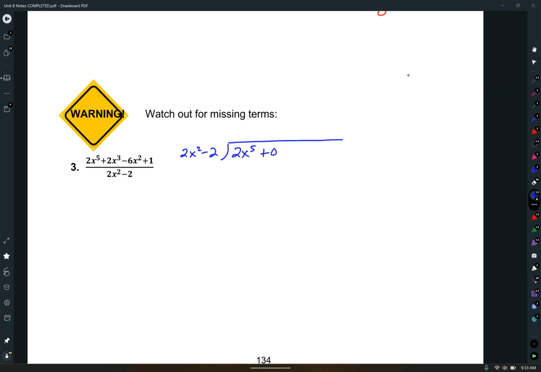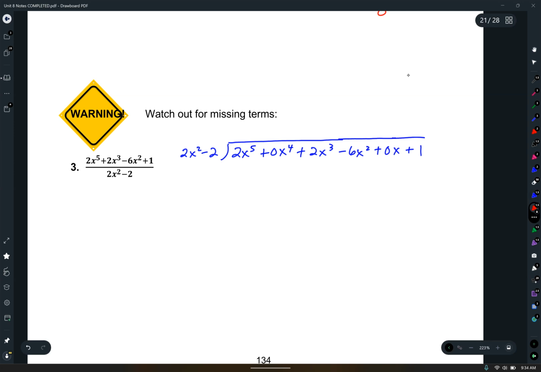It's kind of like saying I have a 0x to the 4th, and then I have my 2x cubed, and then I have my minus 6x squared. And notice there's no x term, so it's like saying I have a 0x, and then it ends with the plus 1. So you have to take into account those missing terms just in case. All right, so here we go.